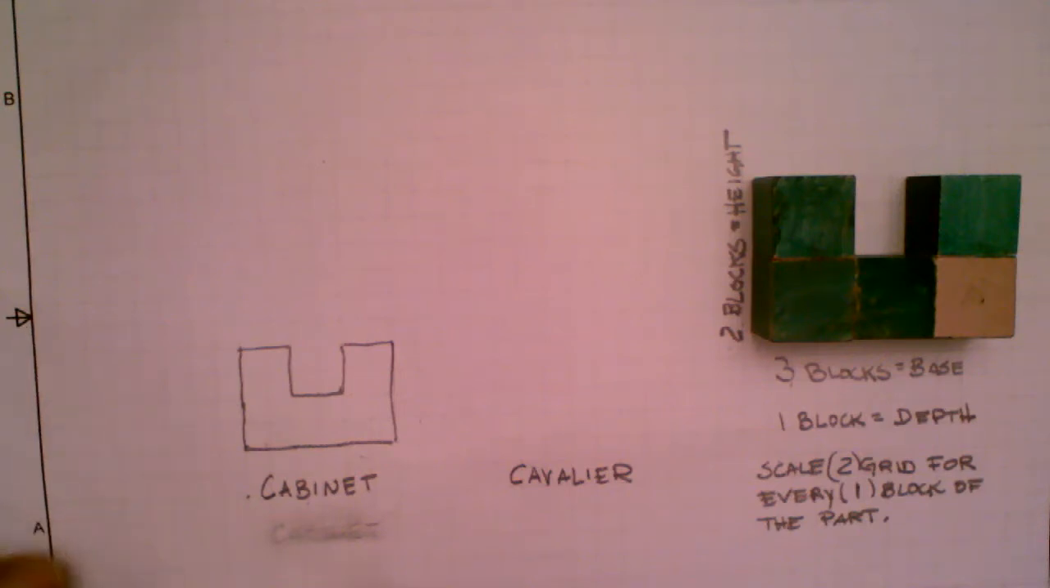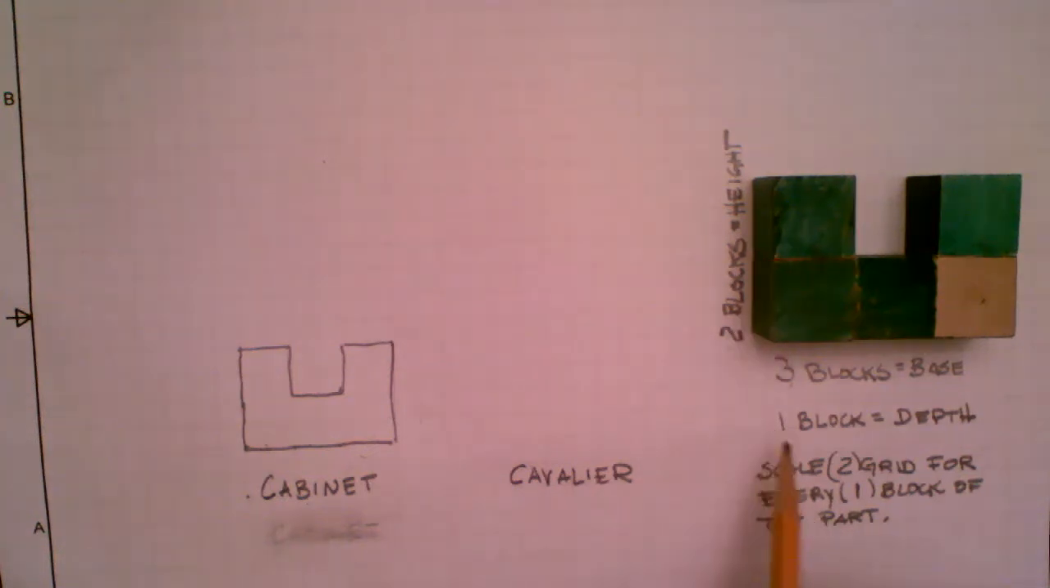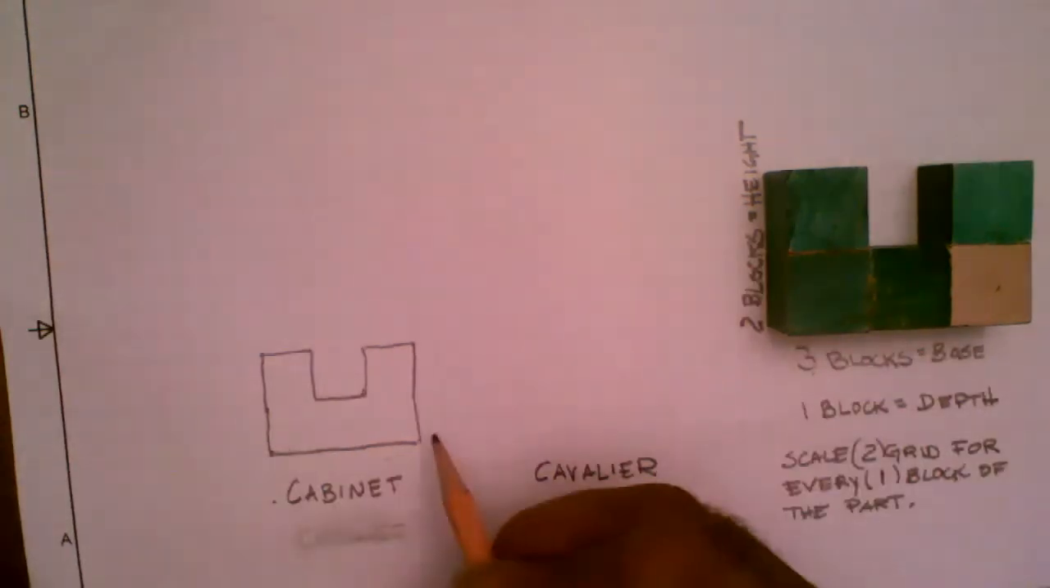To create this oblique cabinet, the difference between the two, and I'll explain it more as I create them, is that the cabinet is shorter. It has less depth than the cavalier, and you'll see how this pans out. I know that the depth is 1 block from top to bottom, so it's going to take up 2 grid spaces. So for this, I'll go 1, 2.